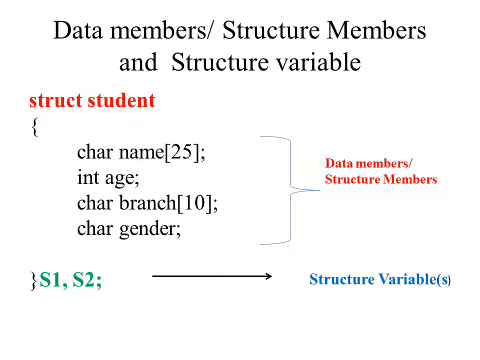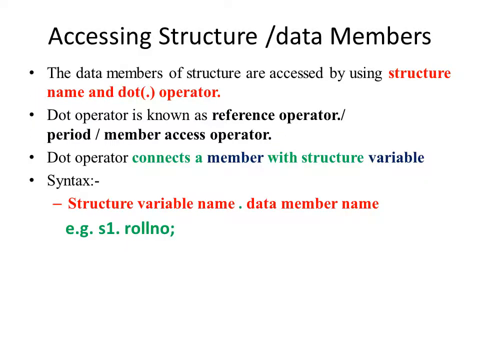Members are nothing but the elements which are mentioned within the structure, and the variables are working as a helping hand for accessing the data members. Now let's see the next concept, that is how we are accessing the structure or the data members. Right now I have just cleared what we mean by the data members. These are nothing but the variables which are used for making the group within the structure. Then we access these data variables.